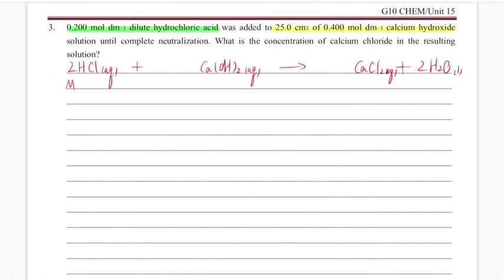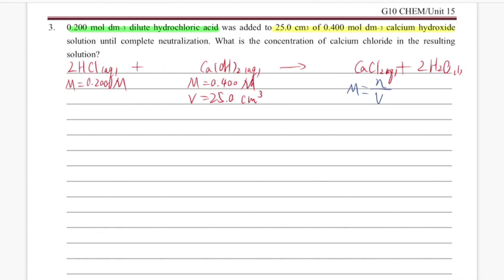So we know the molarity for hydrochloric acid, 0.200 molar. And for calcium hydroxide, we know the molarity, 0.400 molar. And we also know the volume of calcium hydroxide, 25.0 cm cube. And what we're looking for is the concentration of calcium chloride. To work out the concentration, we need to work out the number of mole, and we also need to work out the final volume. So let's figure it out step by step.